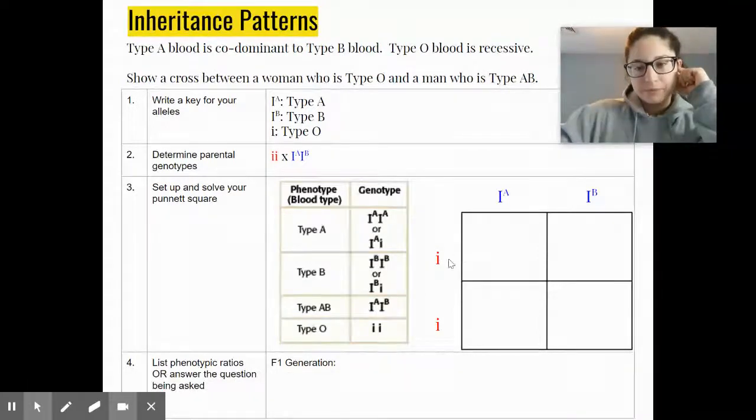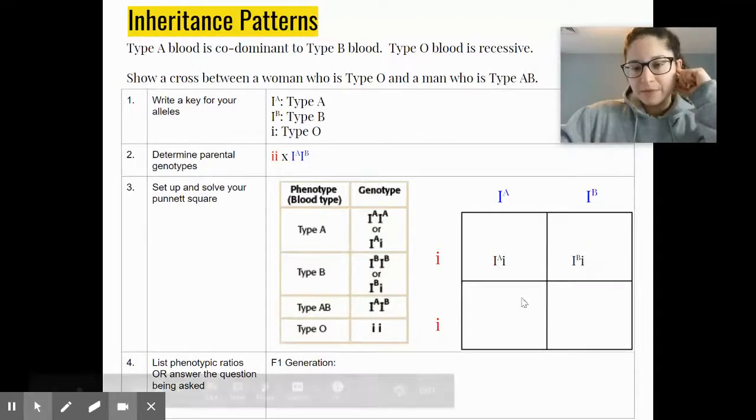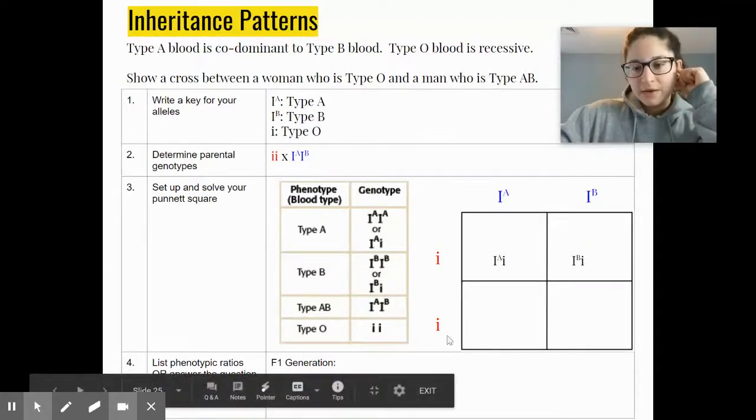And then we fill in our Punnett square. So i comes over, IA comes down, so we get IAi. Again, IB comes down, i comes over, so IBi. IA comes down, i comes over, so we get IAi. And then IB comes down, i comes over, and we get IBi.